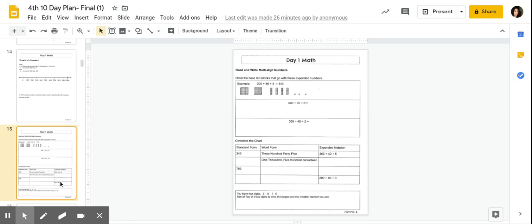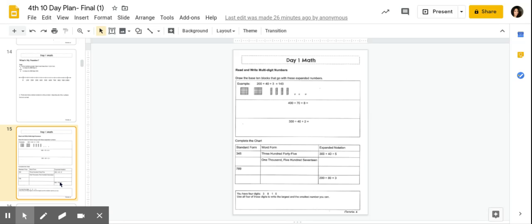Okay, the next page you're going to see says read and write multi-digit numbers. This is something that we learned in first quarter, so I know it's been a while, but this is something that we have practiced throughout the school year and also something that you've already learned in previous years.